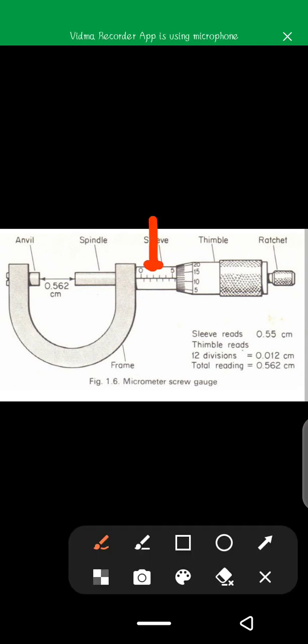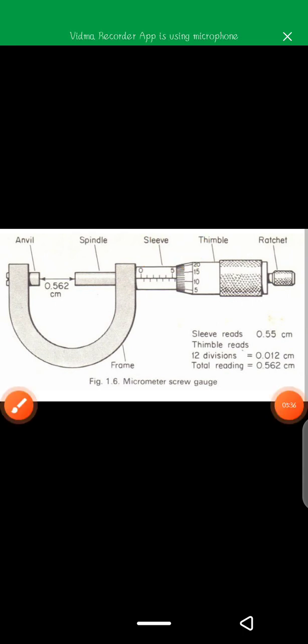This is your main scale, and then you have your vernier scale or your thimble scale, which is this. So what you're going to do now is the same thing you did for the vernier caliper. Start with your main scale. What can you pick up on your main scale? You have what? You have one, and don't forget that your micrometer scale is graduated in what?